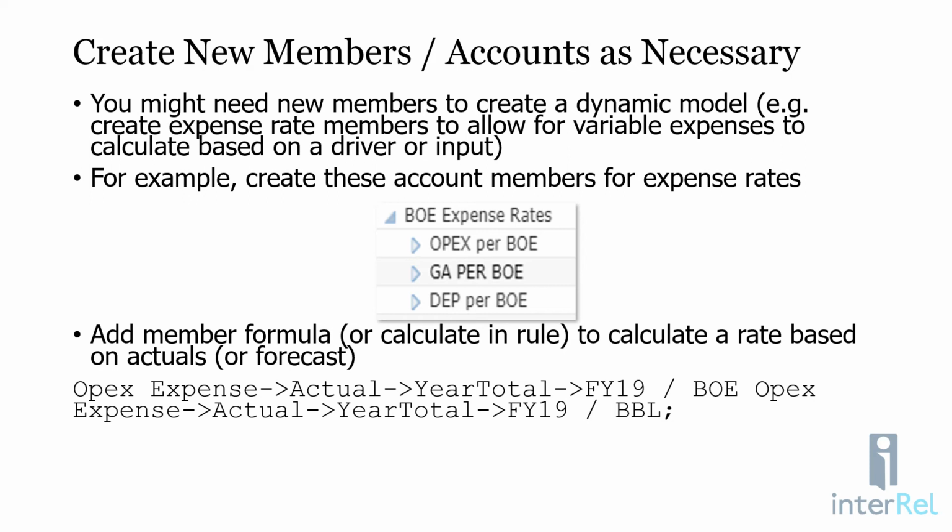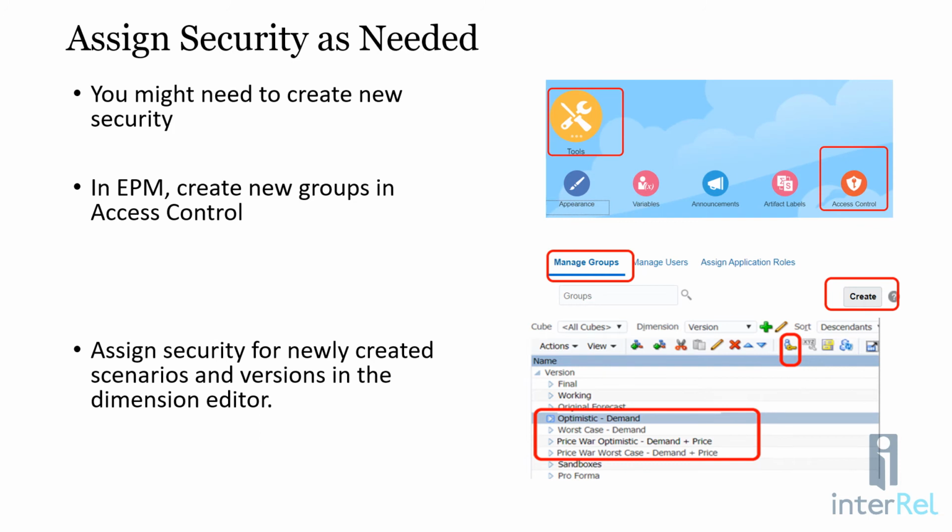Depending on your existing calculations, you may need to add accounts and formulas to calculate variable expenses. If your existing access groups are not adequate, add new groups and assign access appropriately.